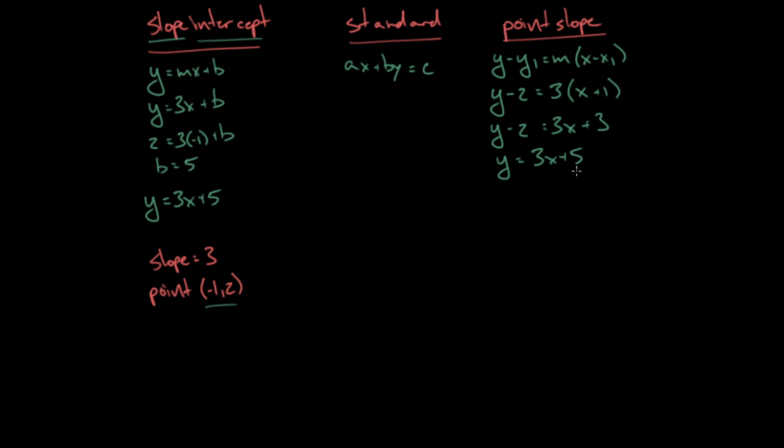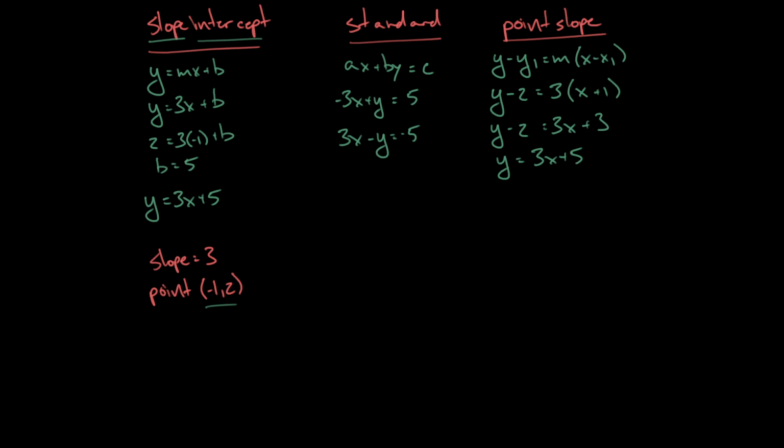And so I can very easily manipulate one of these to look like this. So if I just subtract over my 3x, I'll have negative 3x plus y equals 5. And I usually like to have my coefficient on x be positive, so I'll just divide by negative 1. I'll get that 3x minus y equals negative 5.